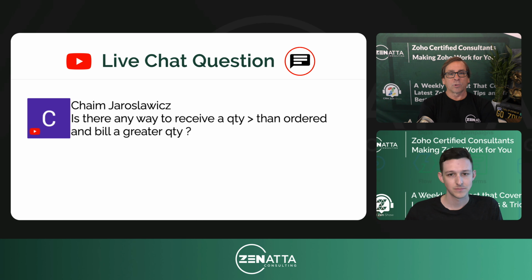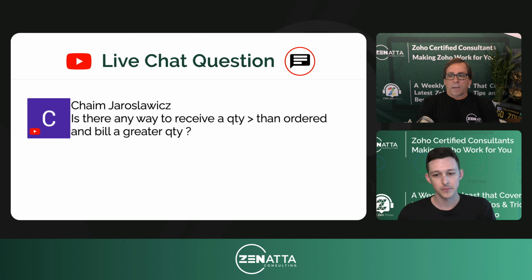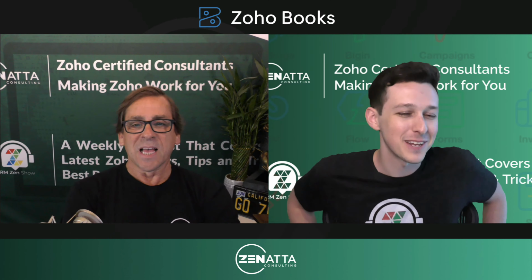Hyam also asked, is there any way to receive a quantity that is greater than or less than the order? I see what you're saying. If you have a PO for 10 units, you receive 11. Can you mark the receive as 11 units? No, I don't think you can actually. I think you can only receive the amount that's on the PO. I could be mistaken. If I am, someone drop that in chat, but I think you can only receive up to the amount on the PO you're receiving against. Good feature request, though. That's something I might send Zoho's way, because that could be a tweak they need to make.